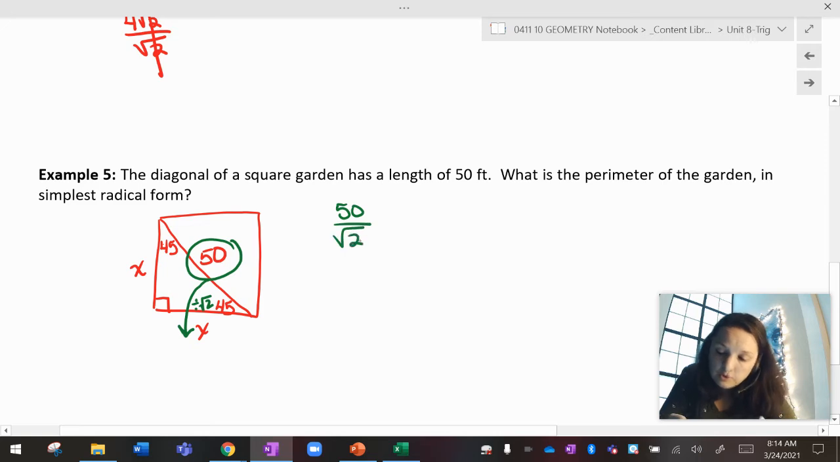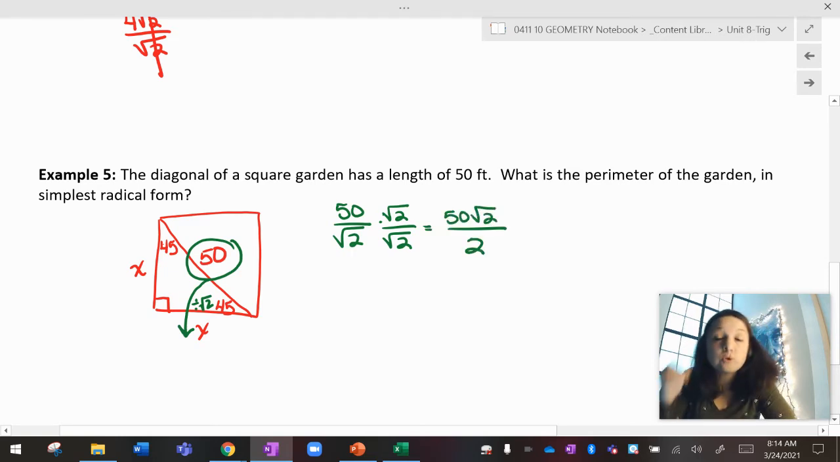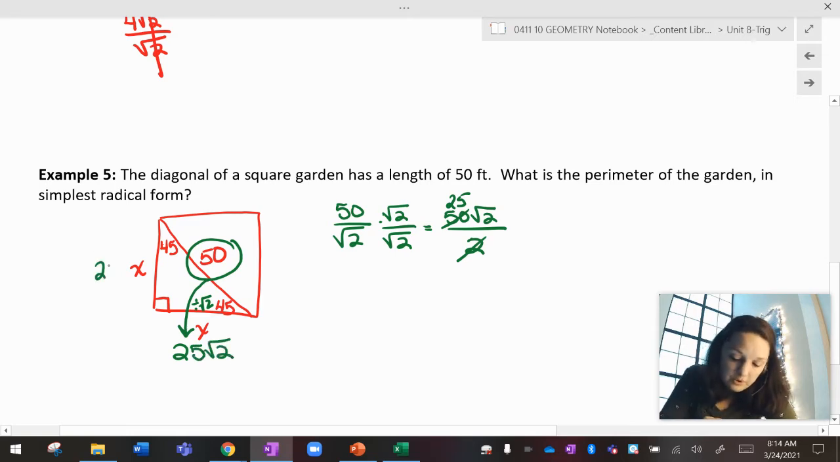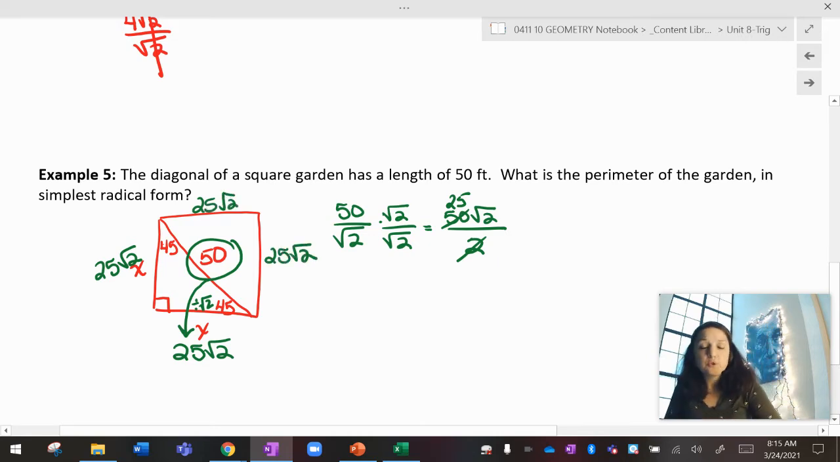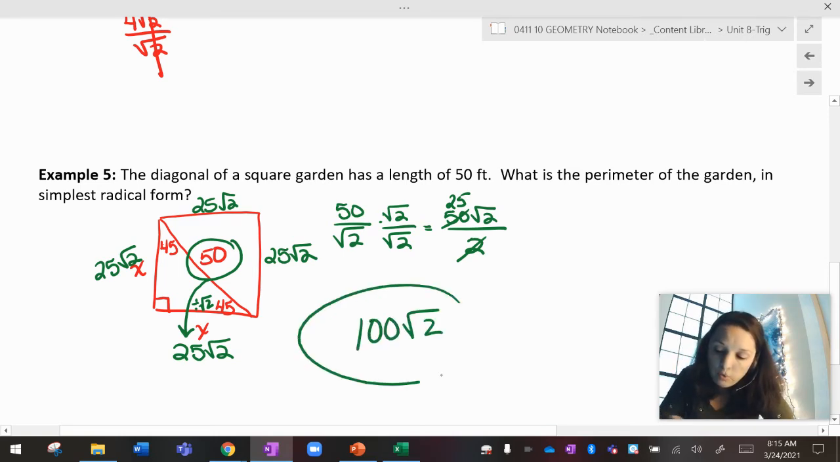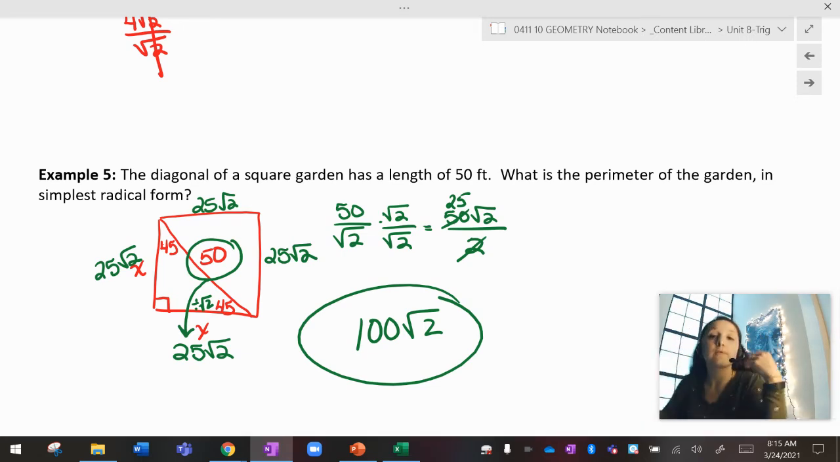50 divided by root 2. I got to rationalize the denominator. So that's 50 root 2 over root 2 times root 2, which is 2. Remember, when you multiply a radical by itself, the radical disappears because root 2 times root 2 is root 4, which is 2. And then 50 divided by 2 is 25. So this leg is 25 root 2, which means so is this one, and this one, and this one. So I have 25 root 2 times 4, which is 100 root 2 is our perimeter. And that's 45, 45, 90 triangles.